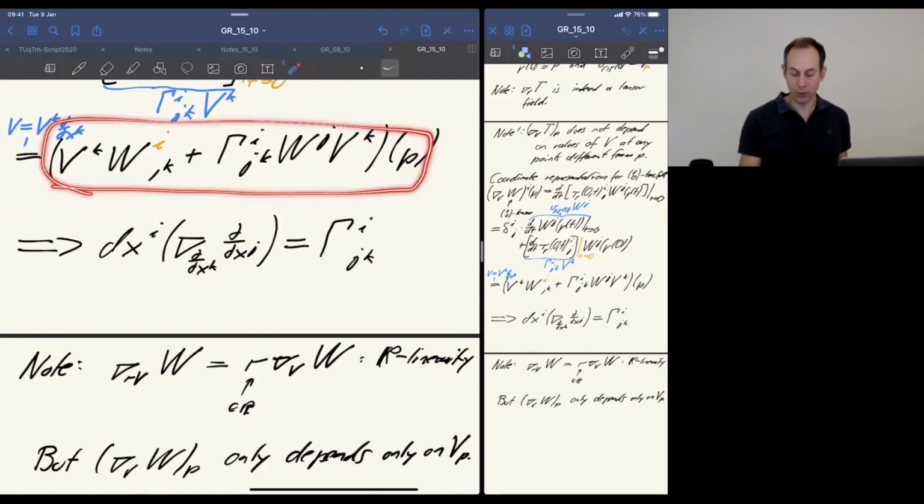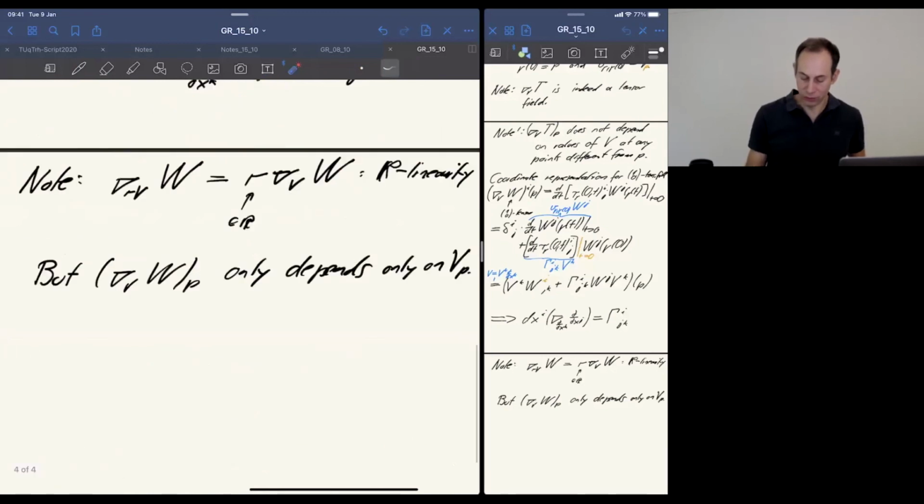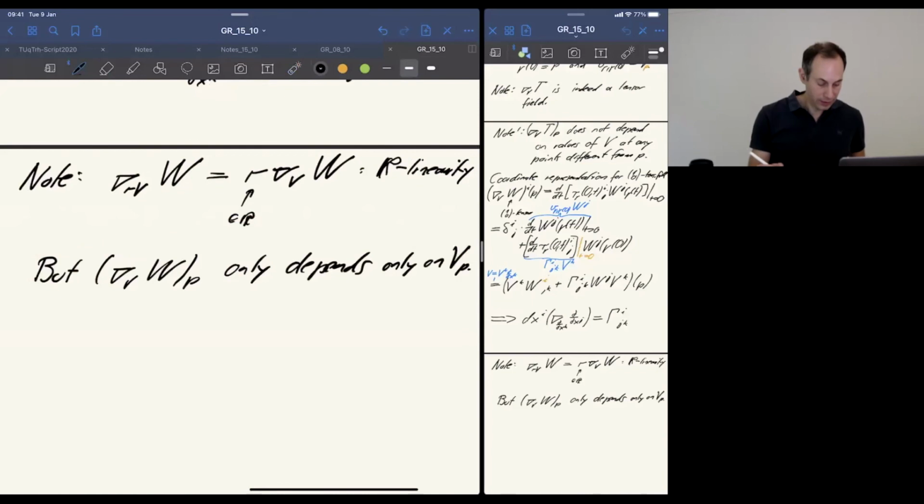This is the coordinate expression of the covariant derivative, and you see that it only depends on v evaluated at the point P, but not on a derivative of v. If a derivative of v would enter, to evaluate the derivative of v, I would of course need to know v at different points, but I don't here. So this claim is also true. This thing evaluated at P only depends on P.